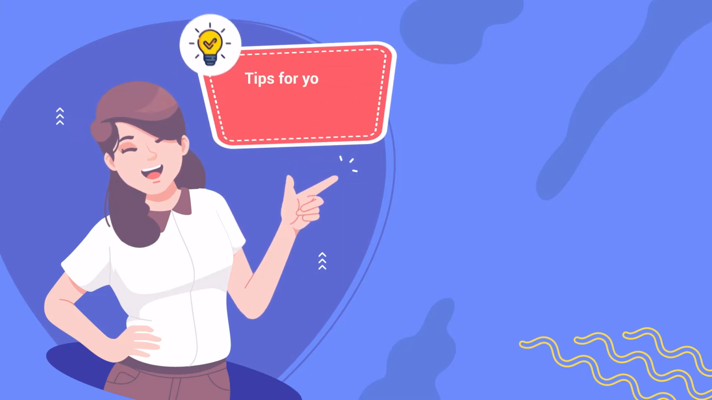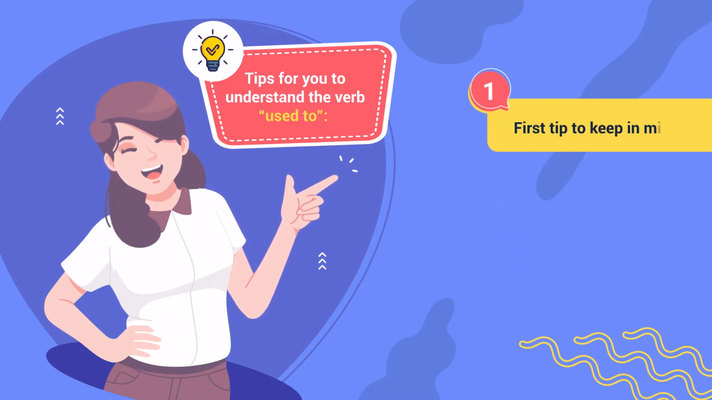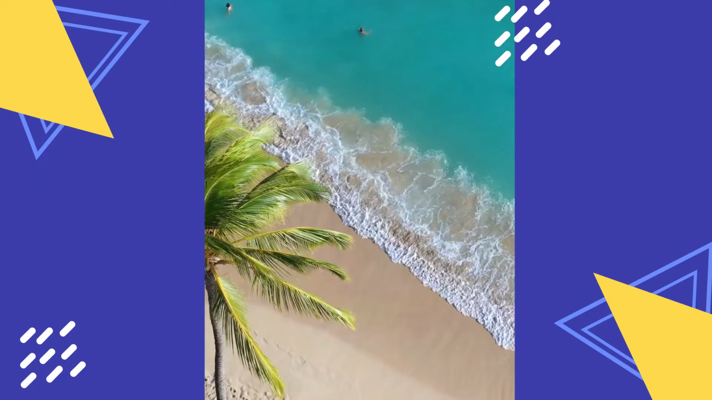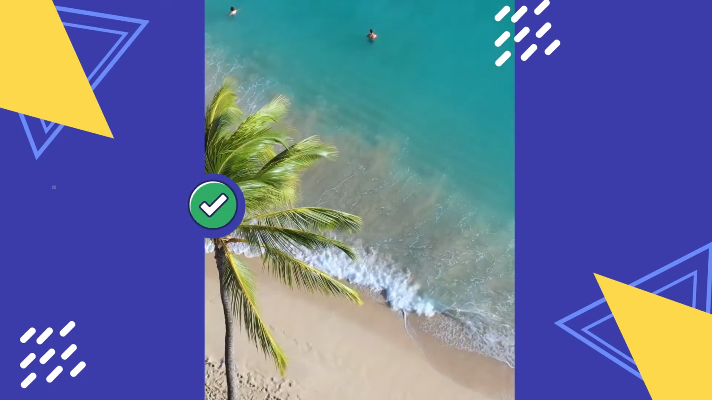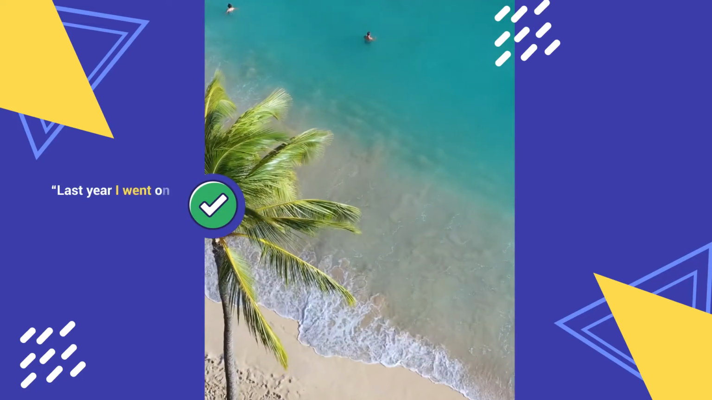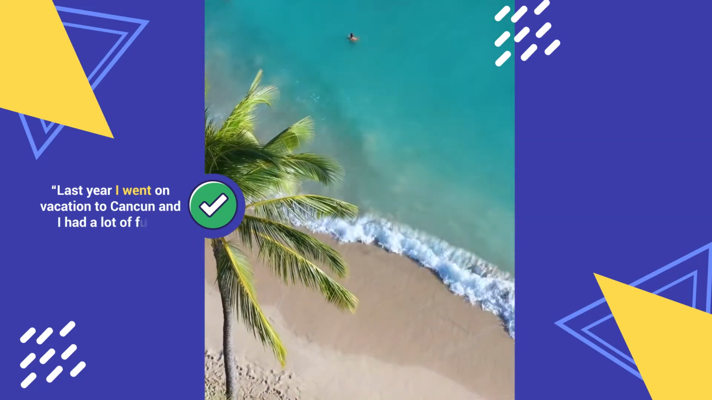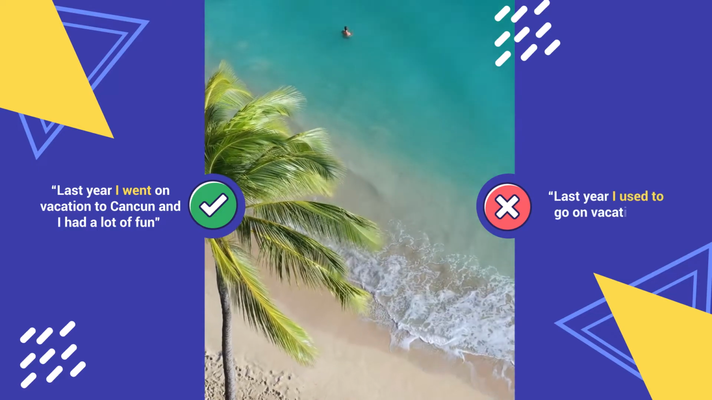Here are some tips for you to understand the verb used to. First tip to keep in mind: used to is not used for things that happen only once. For this, the simple past is used. For example, last year I went on vacation to Cancun and I had a lot of fun. We don't say last year I used to go on vacation.